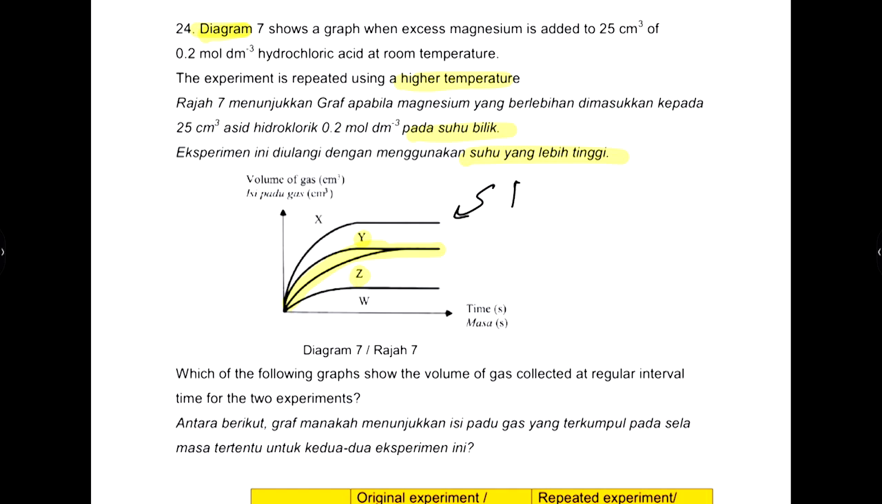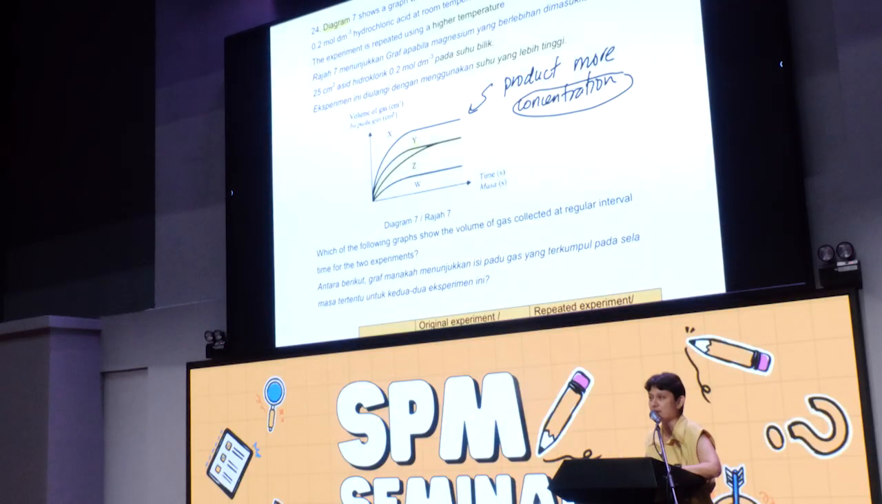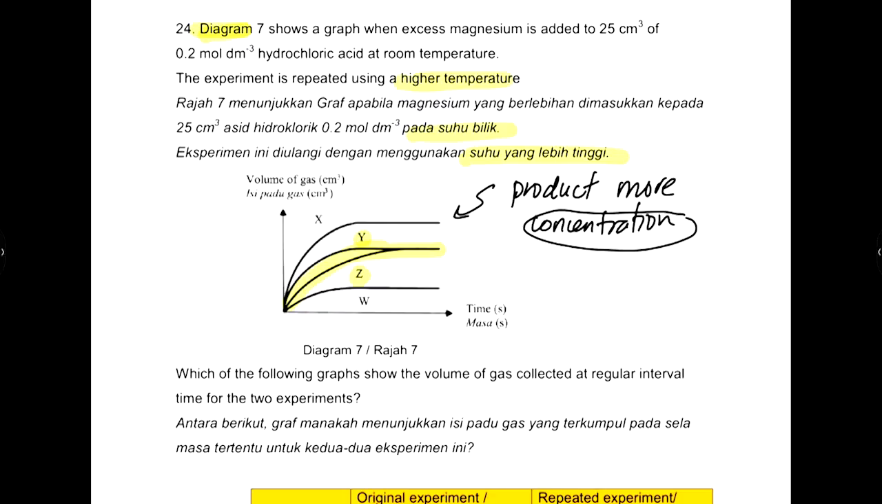This one is more product. You can only get more product when you change the concentration of the acid. Only if you change concentration can you get this kind of graph, with more product. But if you use higher temperature, catalyst, smaller particles, larger surface area, powder, you can only get this kind of Y and Z graph. Z being the original, Y being the high temperature.